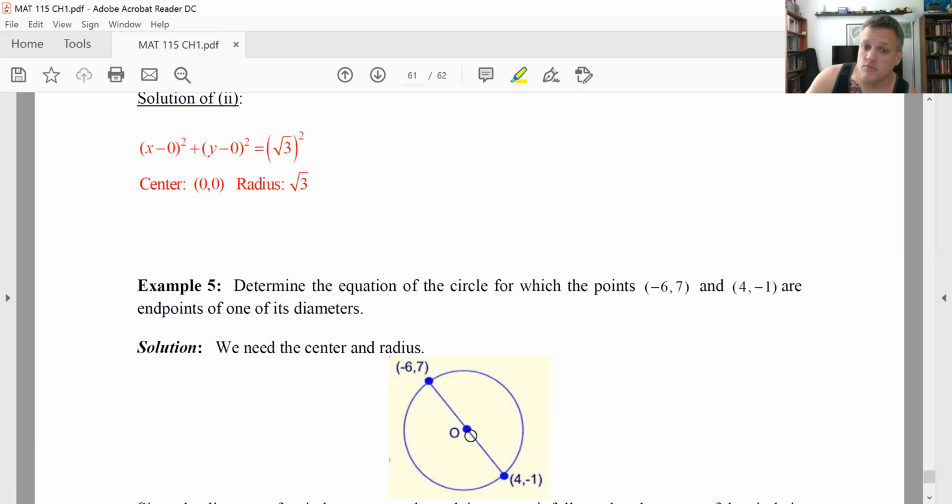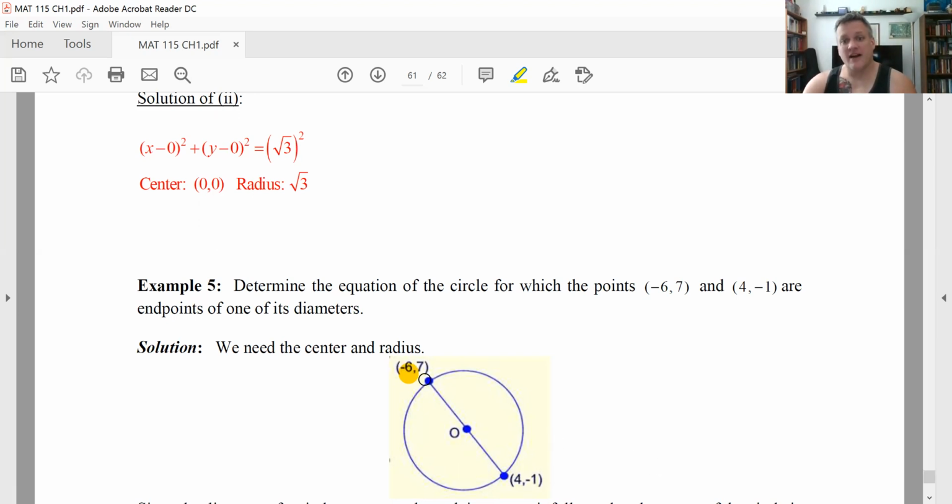We know that these 2 points are endpoints of a diameter, and so the midpoint of that segment has to be the center of the circle, because each of these points being on the circle has to be the same distance from the center. The only way that's going to happen is if the center lives exactly halfway between them. So that's great. We know how to find the midpoint. Just use the midpoint formula with those 2 points.